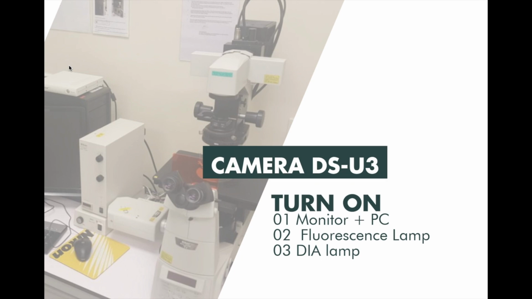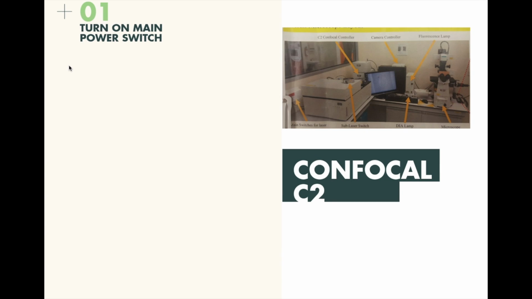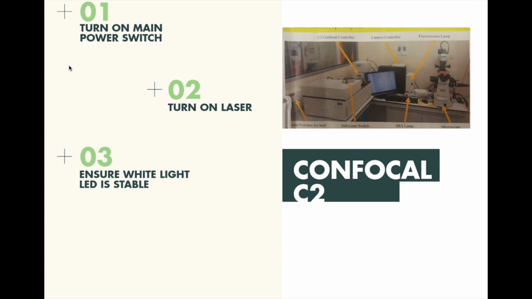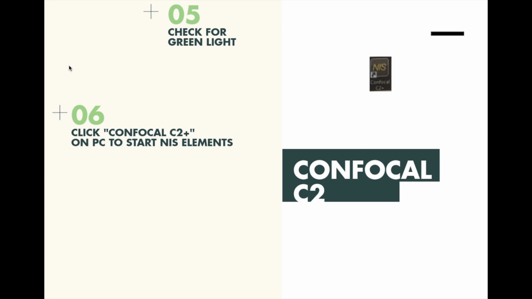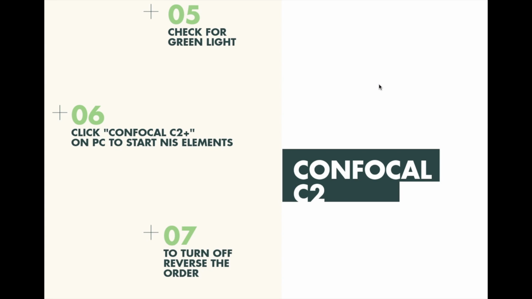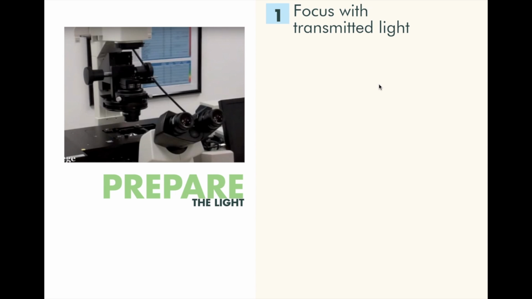Firstly, turn on the camera, monitor, fluorescence lamp and DIA lamp. Next, turn on the main power switch, laser, and ensure that the white light LED is stable. Turn on the confocal. The green light will tell that it is on. Click on Confocal C2 on the PC. To turn it off, reverse the order.